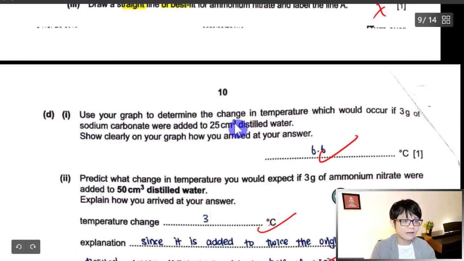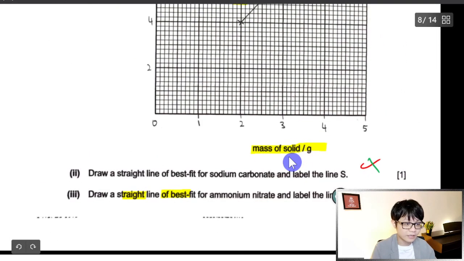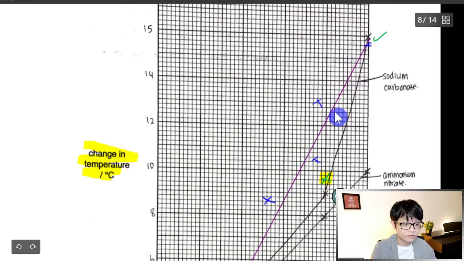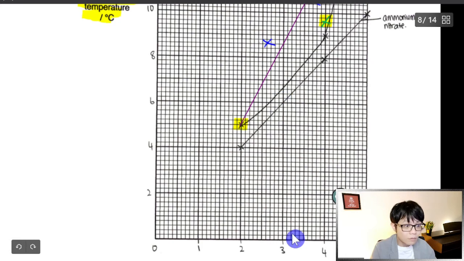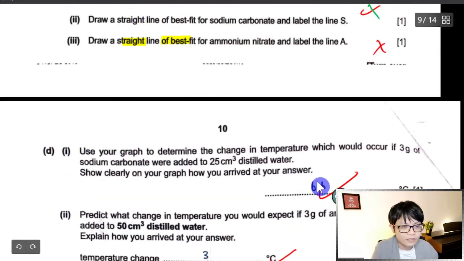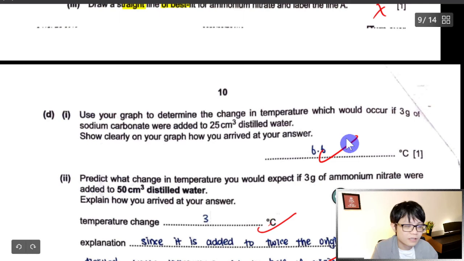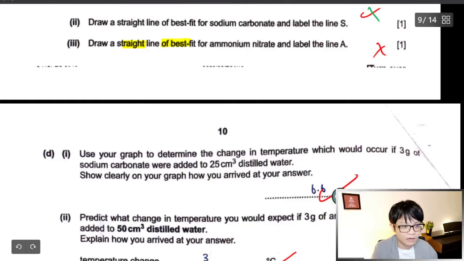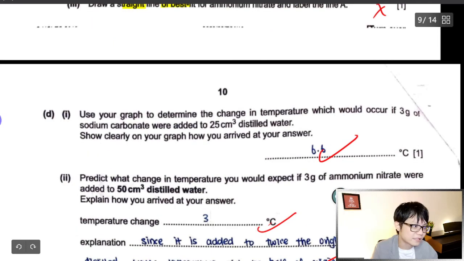Use the graph to work out the temperature change occurring for 3 gram in the distilled water. So for 3 gram you will get 6.6, 3 gram of sodium carbonate. So we can look here, sodium carbonate, 3 gram, go up, go up, go up. For this one you need to follow the graph, but the student didn't. But if the graph is wrong, then the answer will be wrong, so I just marked it wrong there, because I think the graph is wrong, so the answer will be wrong.